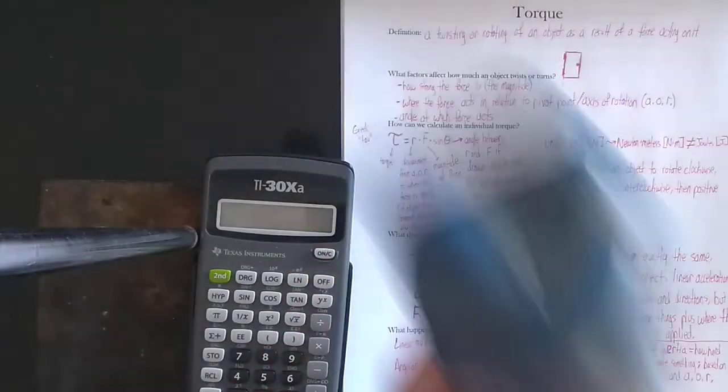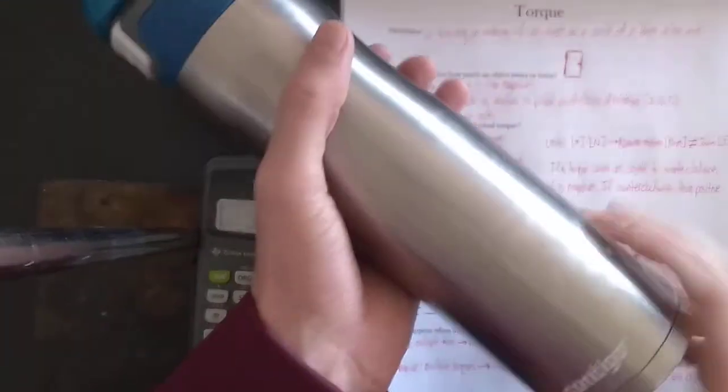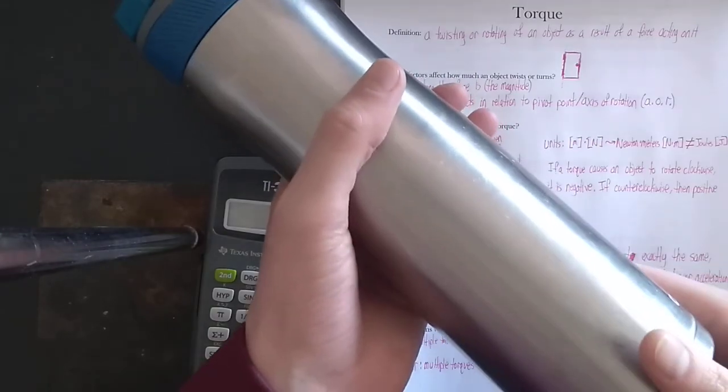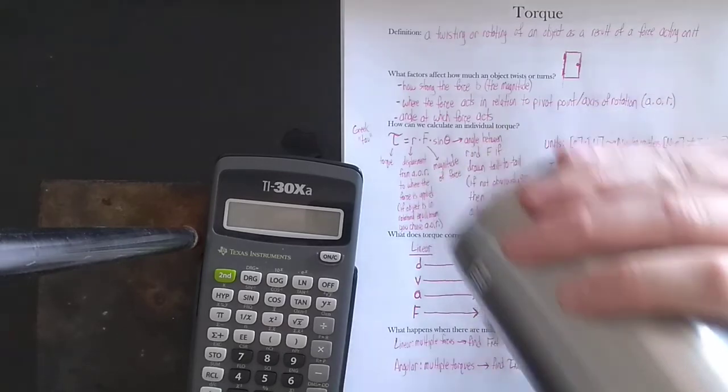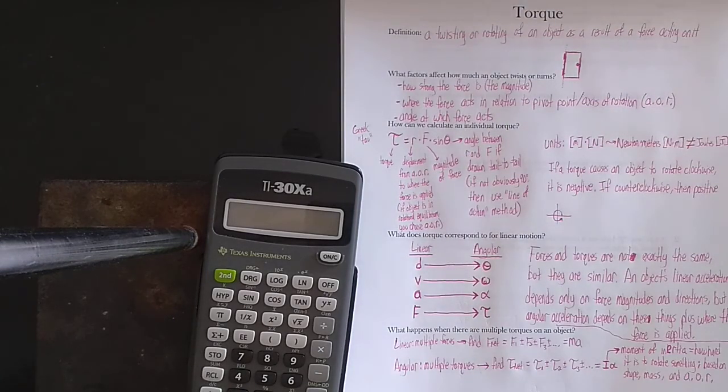Therefore, the moment of inertia for the water bottle rotating like this is much lower than the moment of inertia for a water bottle rotating like that. And the higher the moment of inertia, the lower the angular acceleration will be. Just like the higher the mass, the lower the linear acceleration will be. We'll talk a lot more about moments of inertia, and you'll develop some intuition for it as well, but that's the definition that we're going to go with for right now.